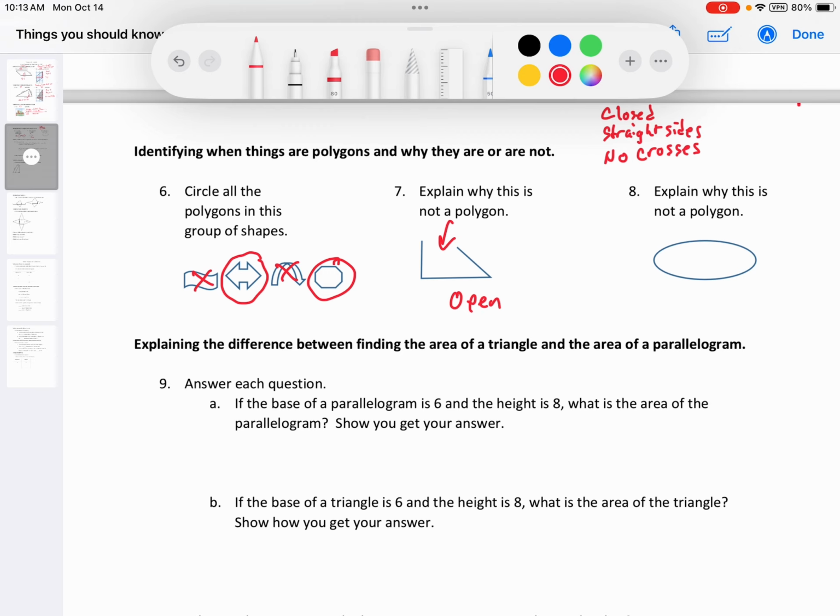Why is this not a polygon? Well, it's because it doesn't have straight sides. All the sides are curvy. By the way, it doesn't have to be all the sides being curvy. If one of the sides is curvy, that's enough to make it not a polygon.